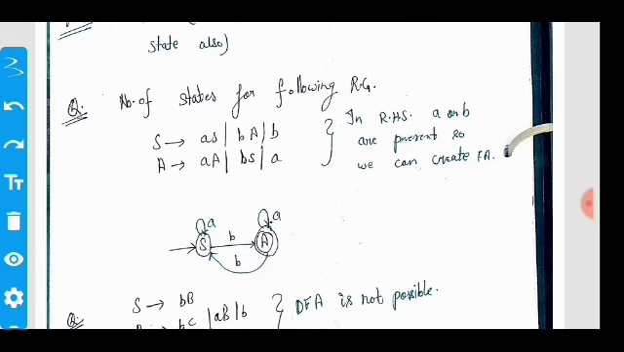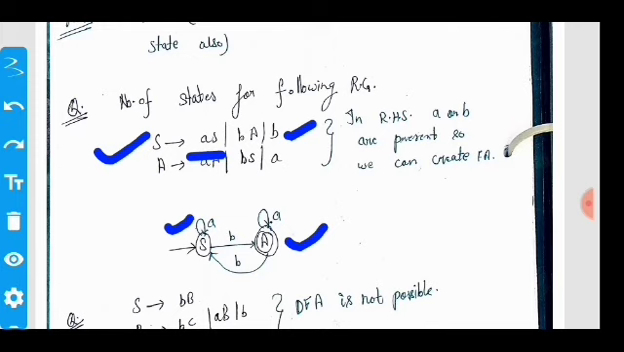S is the initial state. When we give a, it goes to S, which means it contains a self loop, and when we give b, it goes to the A state, which is the final state. How final? Because here b is individually written.